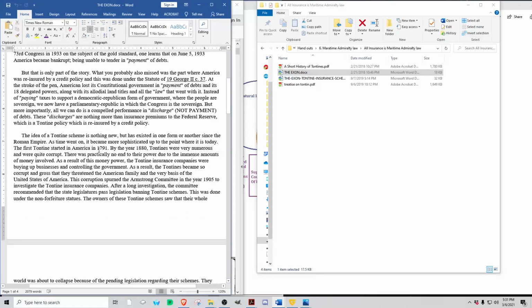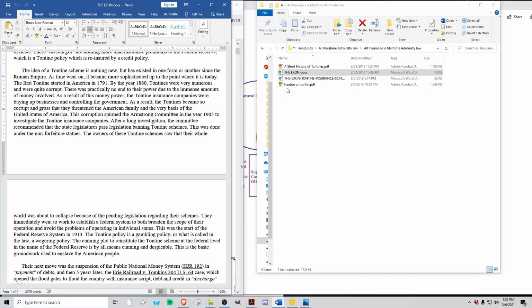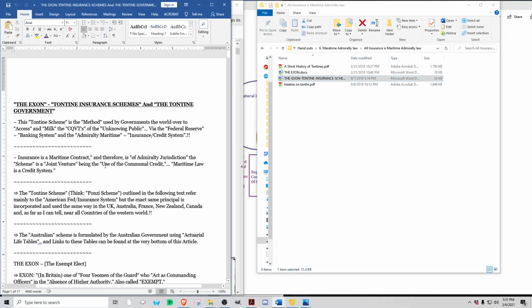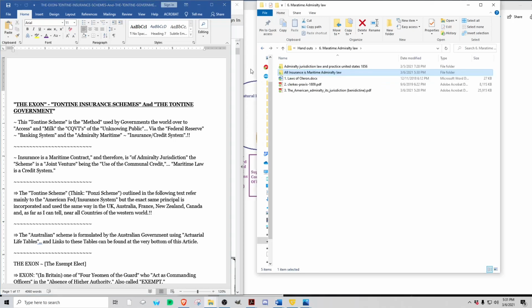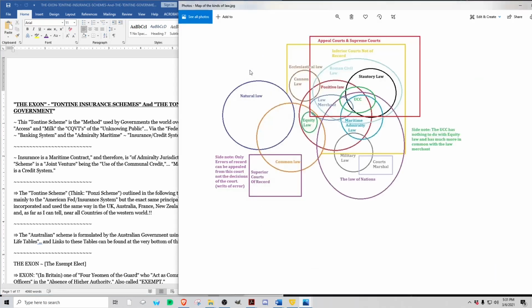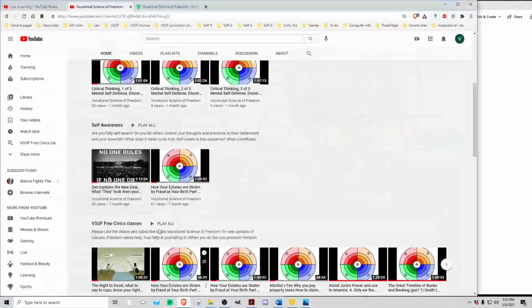All of it basically goes back to this aspect of a Ponzi scheme and the exempt elect and what they're doing. So this is only 4 pages. The tontine insurance scheme is only 17. So these are short little things that other people put together. I didn't put these together, but I thought they were very interesting reads as to what is going on. And when you connect the dots with that being a Maritime Admiralty insurance Ponzi scheme, also with what Edward Mandell House said in the quote, all these things start to come together.